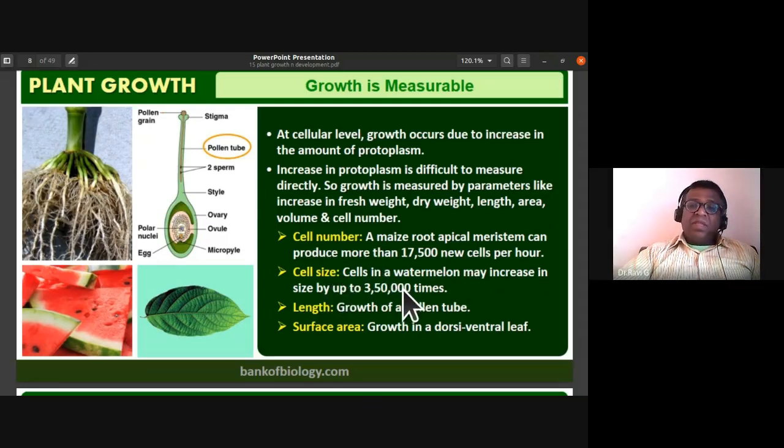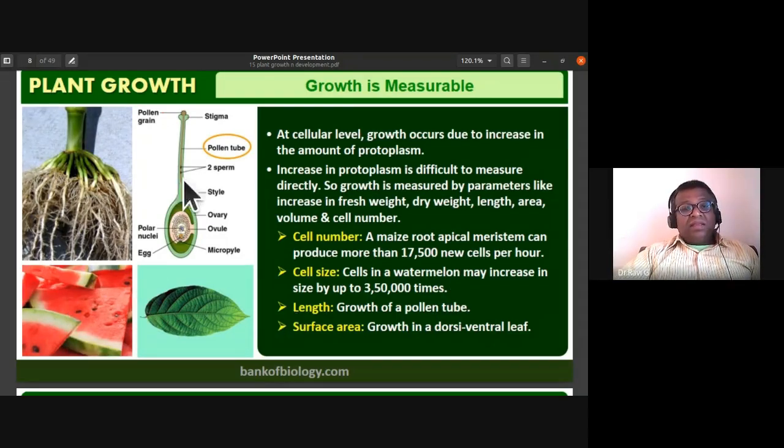Cell size. Cells in a watermelon may increase in size by up to 350,000 times. So the cells in a watermelon may increase in their size, the cell elongation. So by up to 350,000 times, they can increase in their size in the case of watermelon.